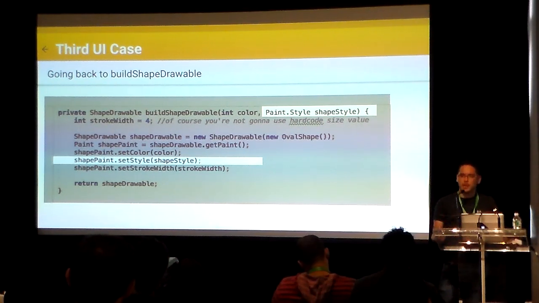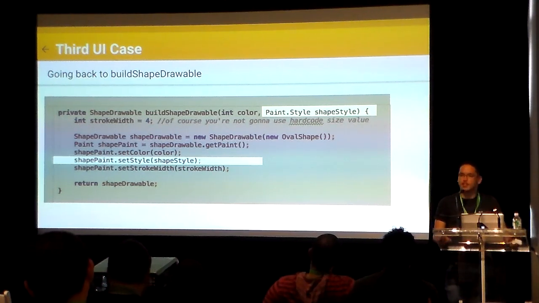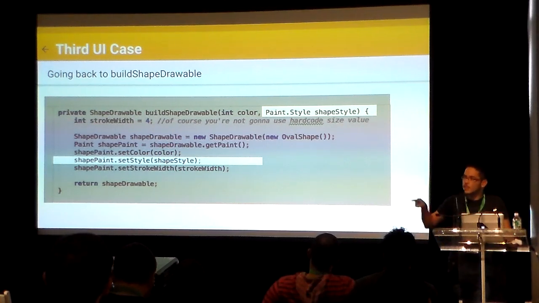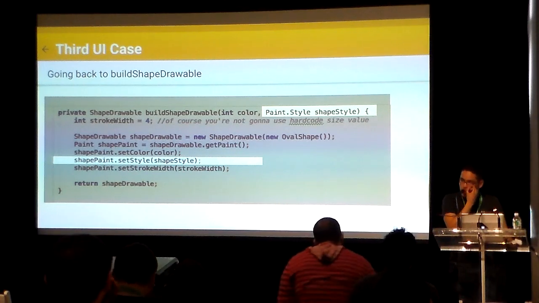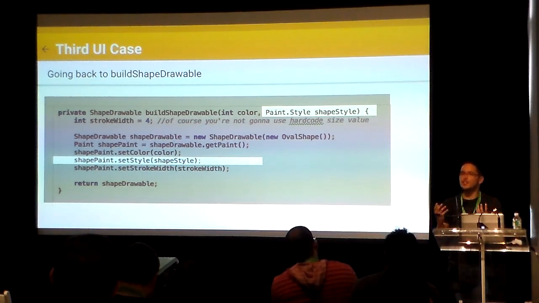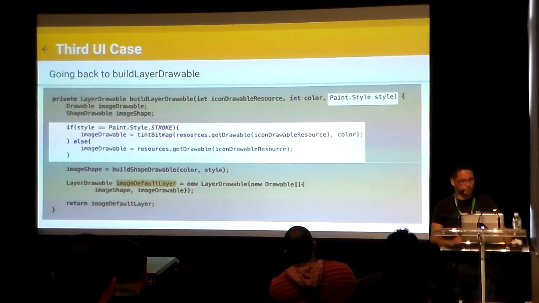So we need to be able to tell our build shape drawable which is the style that we're going to use. Is it a stroke? That means, is it the one that only has the lines around it? Or is it going to be filled? I want a full circle with the full color. I need to be able to tell that to my build shape drawable at the end. So we need to make this little change on the code that we already had to build the shape drawable.